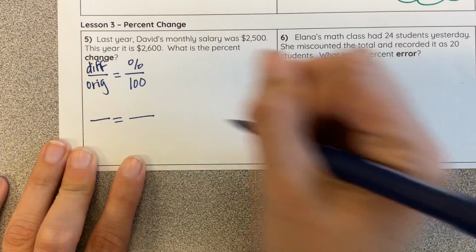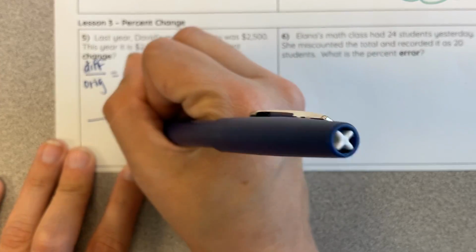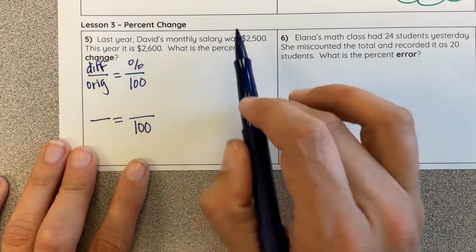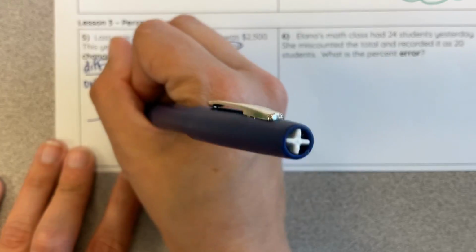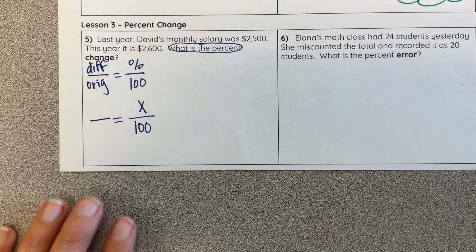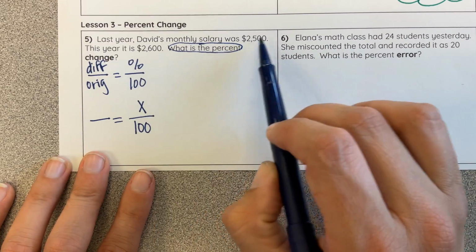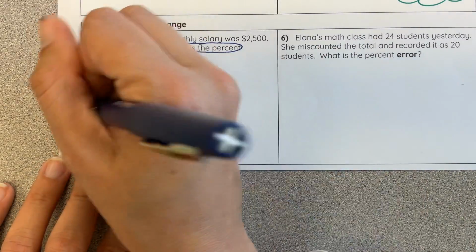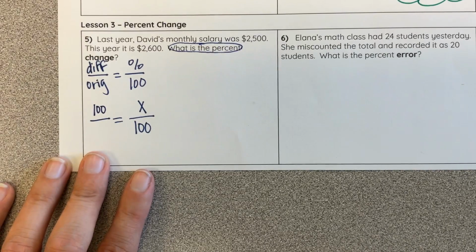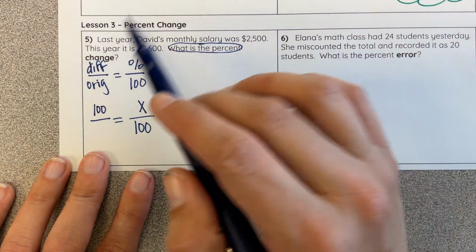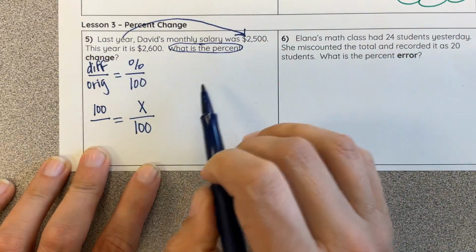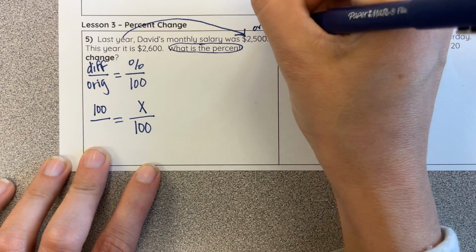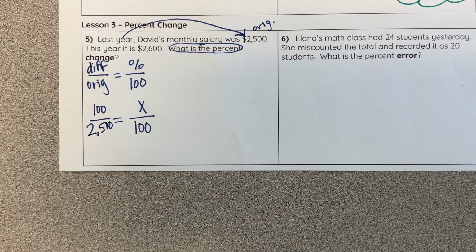So I'm going to set up our actual proportion for the problem here. I'm still putting 100 in the bottom. I'm looking for the percent. I don't see an actual percent sign. I see where it says, what is the percent? That means that's what I'm solving for. Then I'm going to find the difference between 2,500 and 2,600. The difference between those two is 100. And last year it was 2,500. So that's the original because that came first compared to this year. So this is our original. So that is what we're setting our proportion on over.